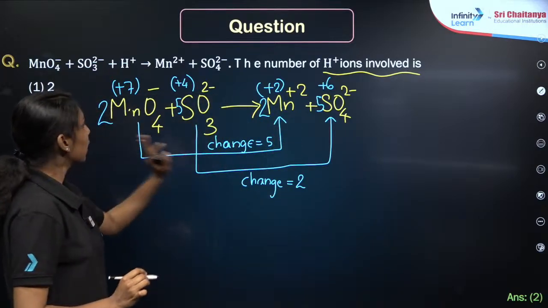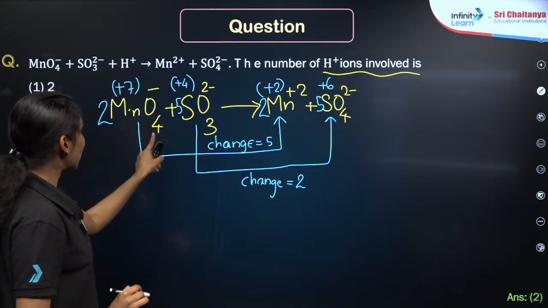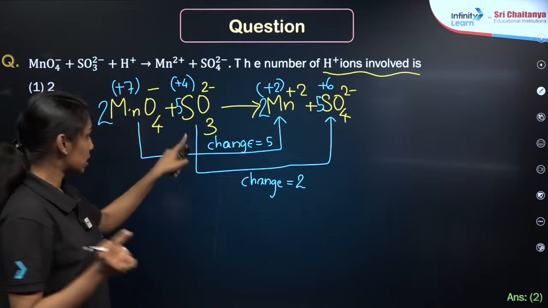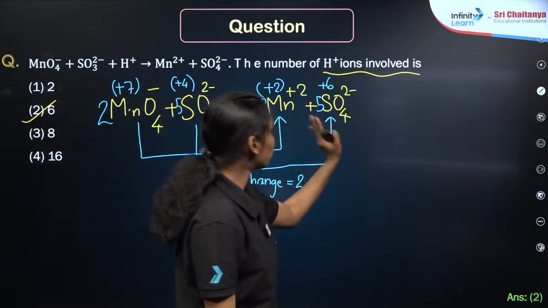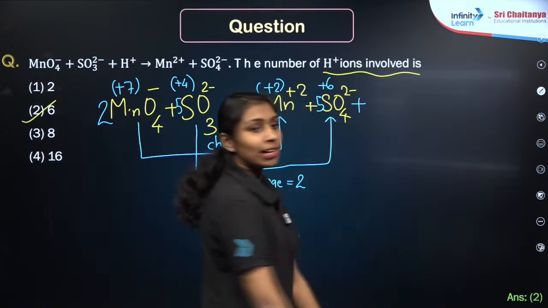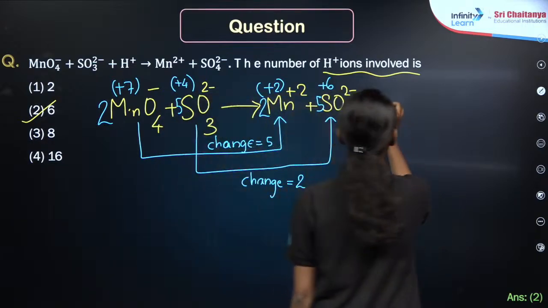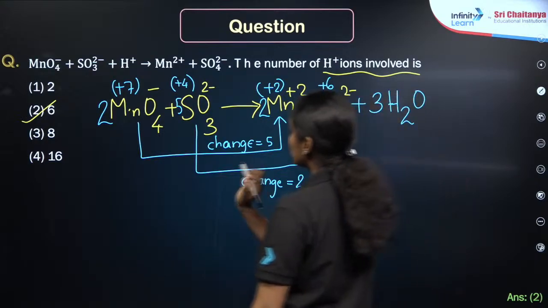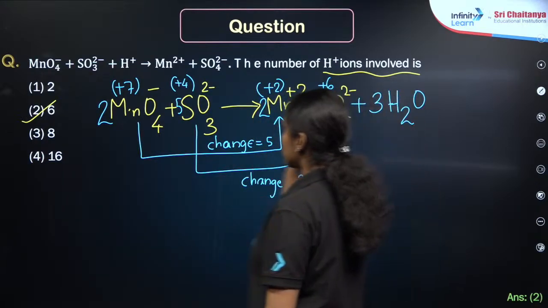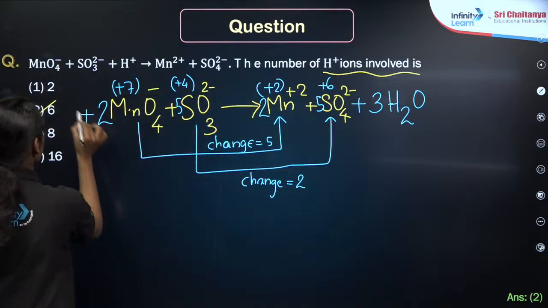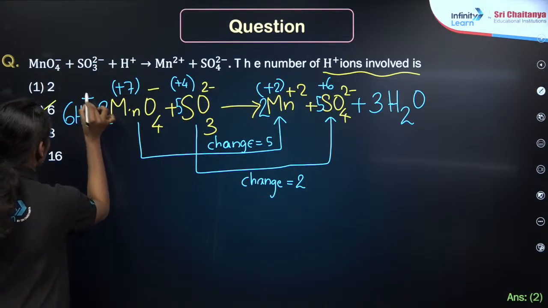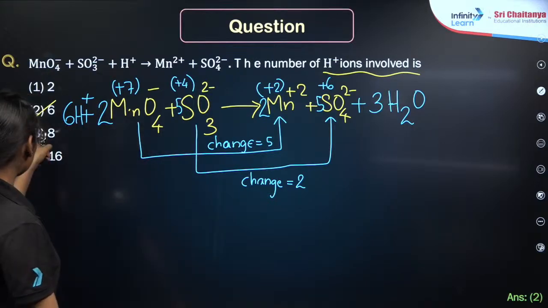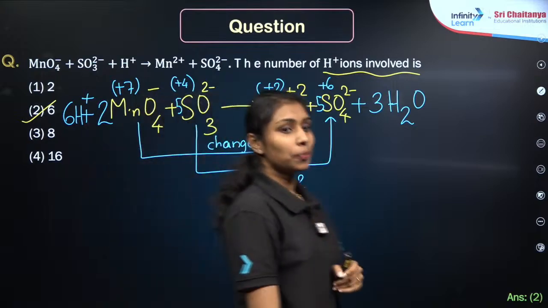Now you have to balance the oxygen atoms here. Here it is 2 into 4, 8 plus 5 into 3, 15. 15 plus 8, 23 oxygen is present here, right? What about here? It is only 5 into 4, 20. So we are adding 3 water molecules, right? Then what about the hydrogen atoms? 3 into 2, 6 hydrogen atoms are present. So I am adding 6 H plus ions on the left hand side. Therefore, the number of H plus ions involved in this particular reaction is 6. Option 2 is the correct answer. Clear?